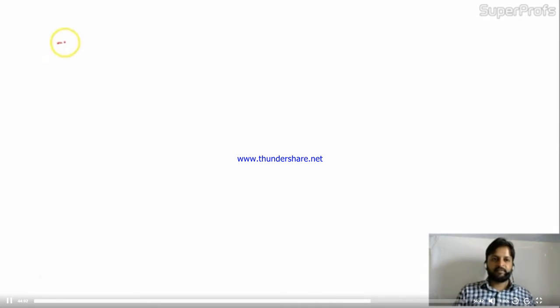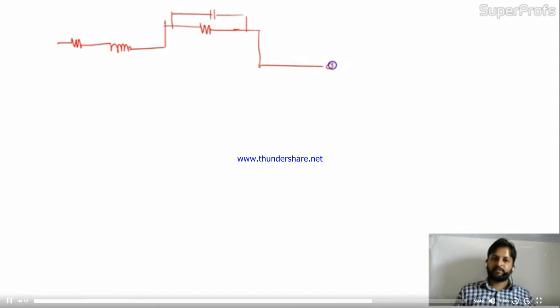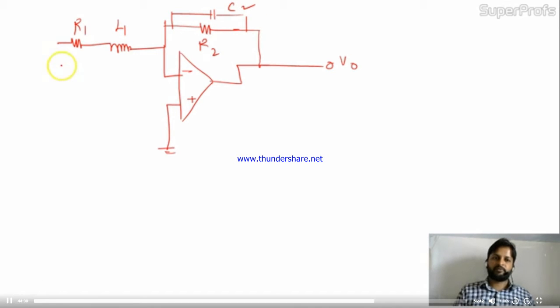Very interesting. Here it's R1 and an inductor also. In the feedback part, R in parallel with capacitor C. This is the circuit given. Here I'm taking the output. Let's take an op-amp over here like this, minus, plus. Here it's R1, L1, R2, C2. Over here it's Vin.